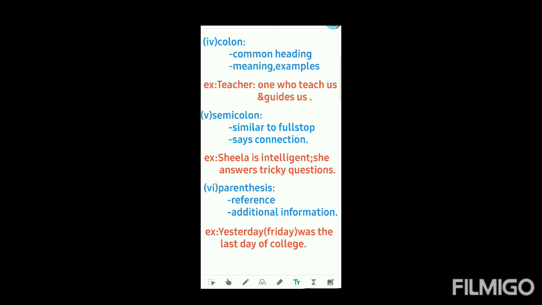So when you are writing the article, it is quite different from when the people read it, right? So they should understand what the day was at that time. So to mention that, we have given the reference, and that is Friday. It is additional information.